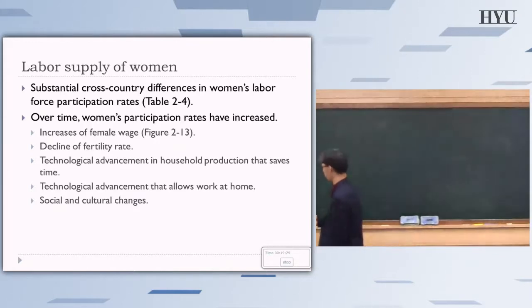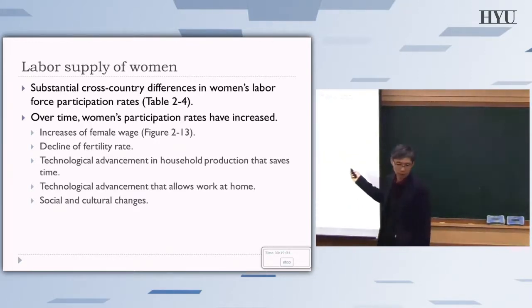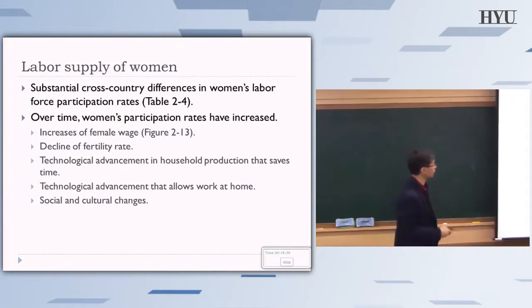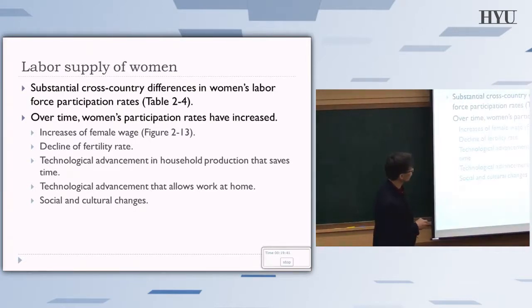Another thing that is interesting about the labor supply of women is that in most countries, over time, their labor supply has increased. Historically, it was very low, and it has become clear. So what are the reasons? What have labor economists studied about this phenomenon, and what can explain it? Theoretically, we can actually have a pretty good idea.